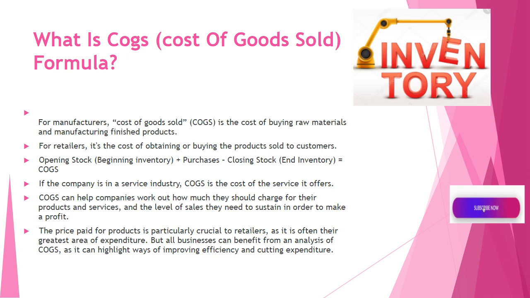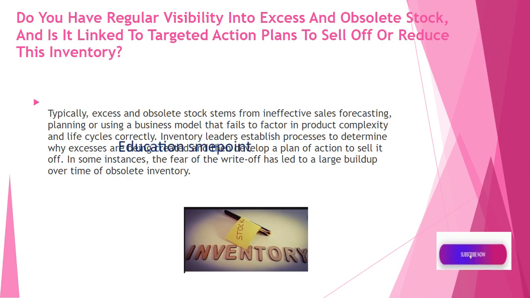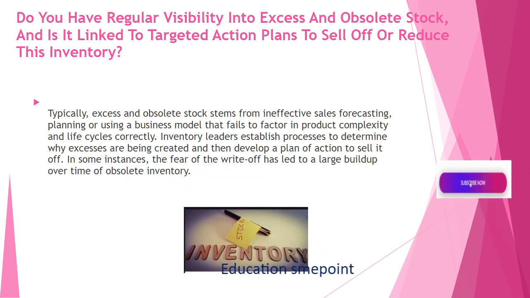COGS can help companies work out how much they should charge for their products and services, and the level of sales they need to sustain in order to make a profit. The price paid for products is particularly crucial to retailers, as it is often their greatest area of expenditure. But all businesses can benefit from an analysis of COGS, as it can highlight ways of improving efficiency and cutting expenditure. Do you have regular visibility into excess and obsolete stock, and is it linked to targeted action plans to sell off or reduce this inventory?